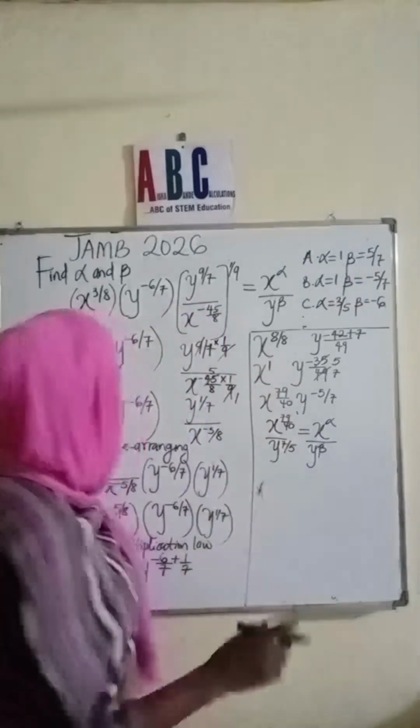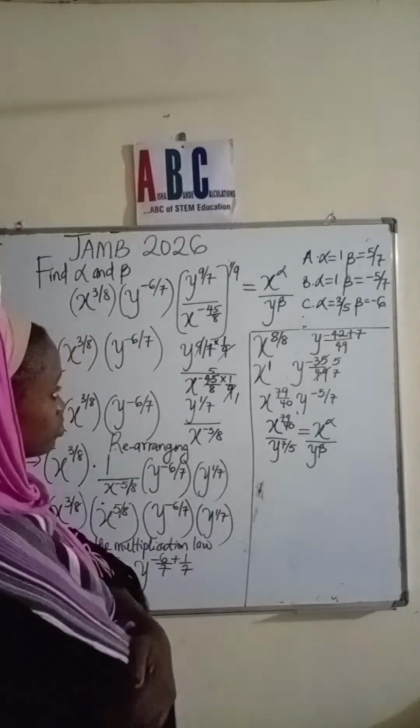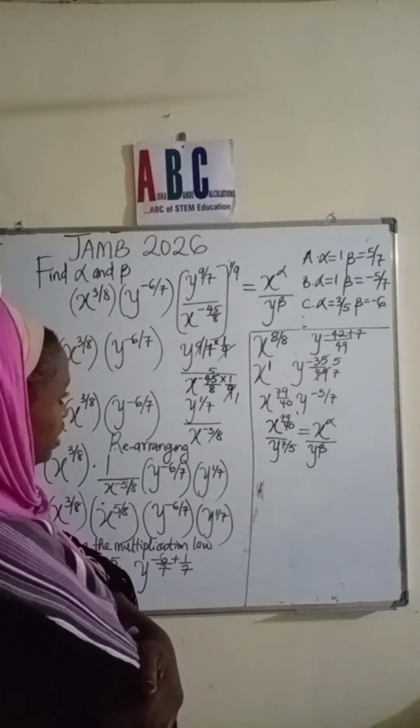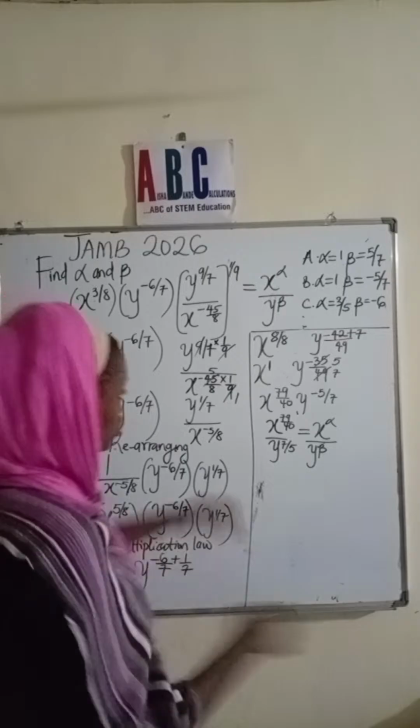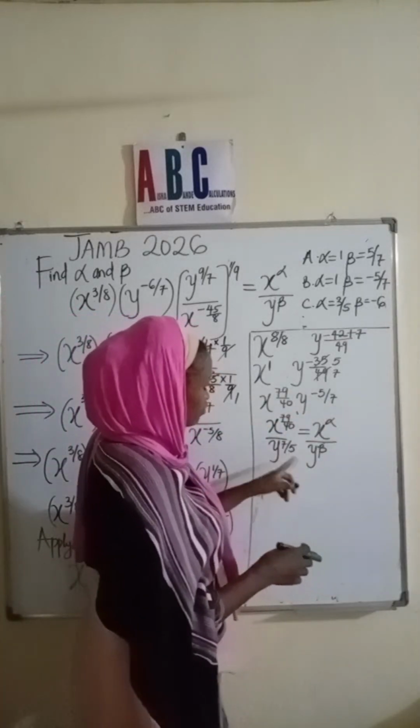The value for the y, is it correct? Is there any error there? I think the only error here is this 5 over 7 turning to 7 over 5.